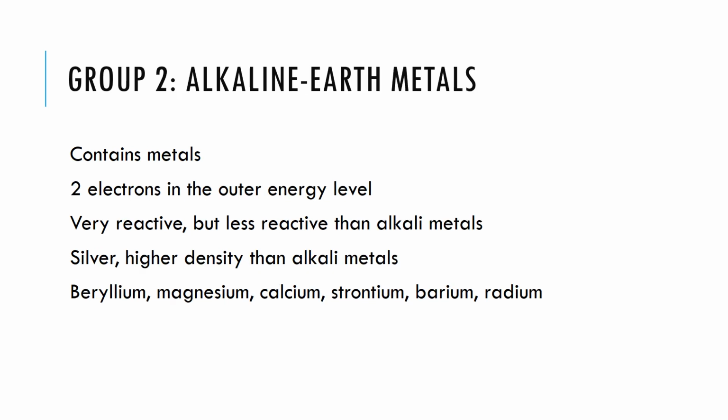Our group 2 is called the alkaline earth metals. So don't get those mixed up. There is a difference. Again, this is all metals, and this time they have 2 electrons in their energy level. So when we start working with bonding, we'll talk more about some of the tricks we can learn. But if you notice right now, the group number and the number of electrons in the energy level go hand in hand. So group 2 has 2 electrons.